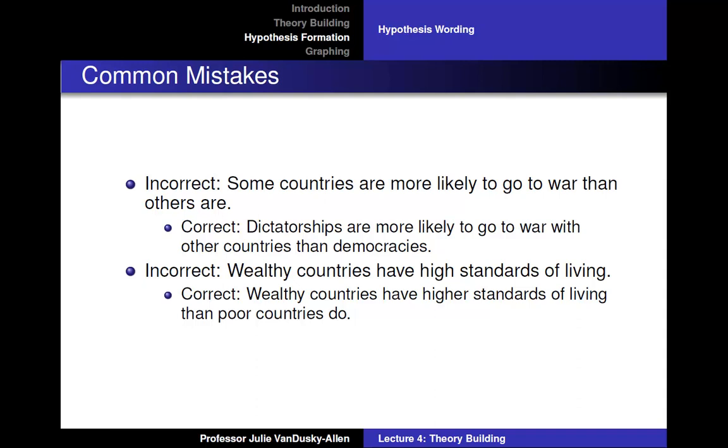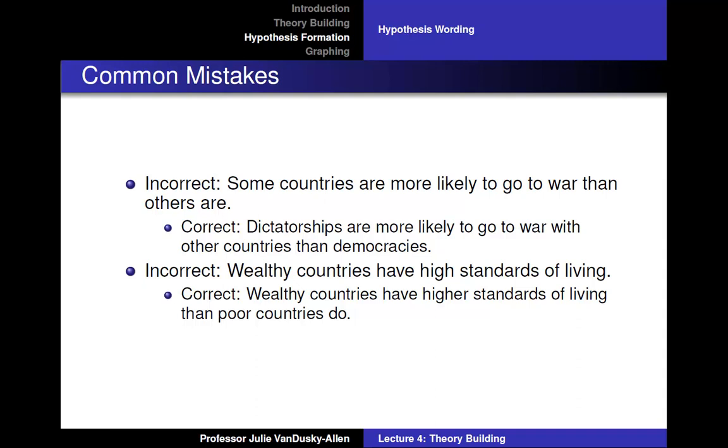The second poorly written hypothesis states, wealthy countries have high standards of living. In this hypothesis, there is no variation in the dependent or independent variables. With respect to the independent variable, wealth of a country, the hypothesis only focuses on wealthy countries and does not reference poor ones. With respect to the dependent variable, standard of living, the hypothesis only focuses on countries with high standard of living and does not reference countries with low standard of living.